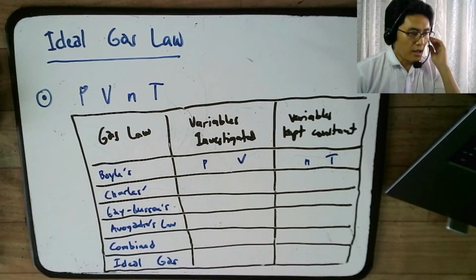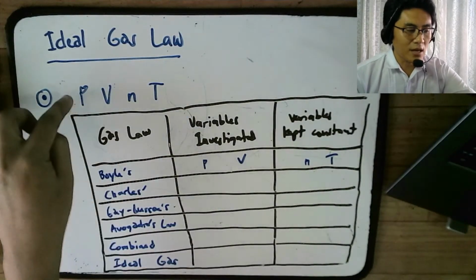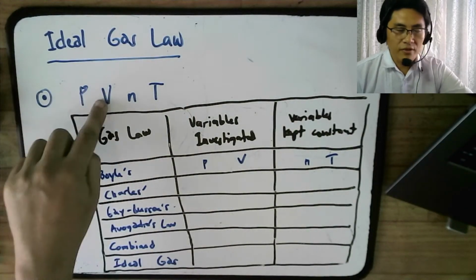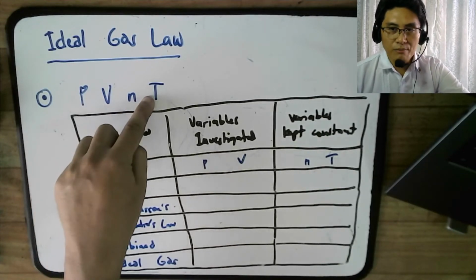gas law. And please remember that again, you have four variables in gases. So you can measure the pressure of a gas, the volume of a gas, the number of particles in that gas, and the temperature of the gas.